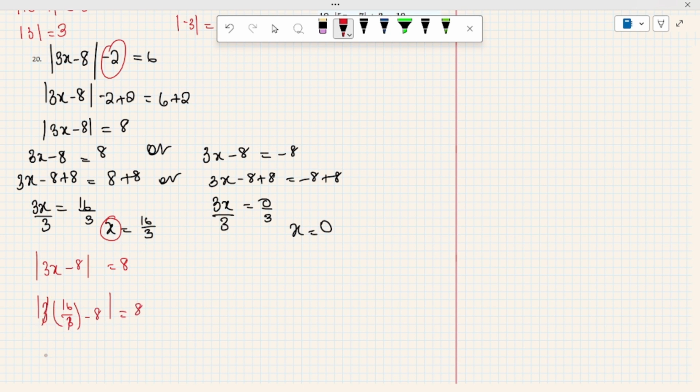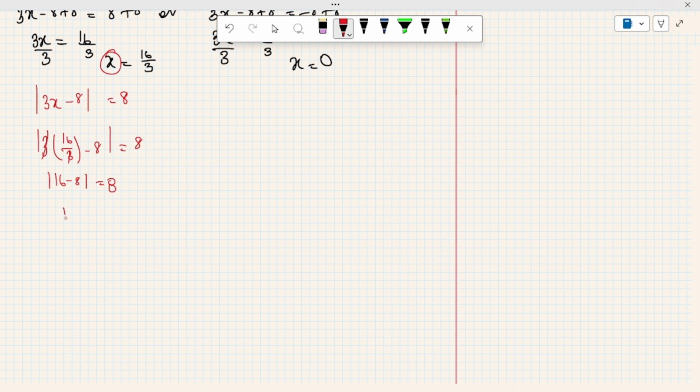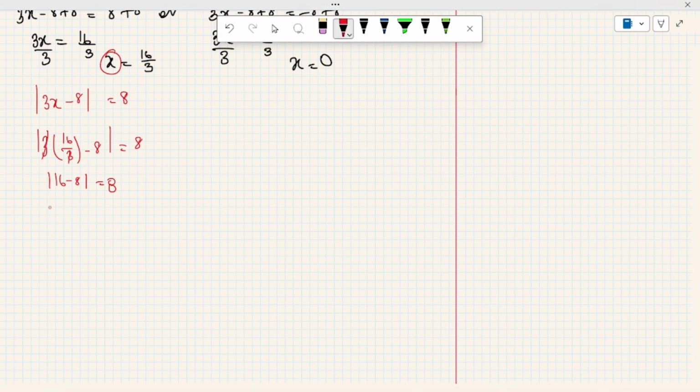So these two cancel each other. We are left with 16 minus 8, which is equal to 8. So 16 minus 8 is going to be 8. The absolute value of 8 is 8, right? Yeah, it is 8. So now let's move on to our second proving.